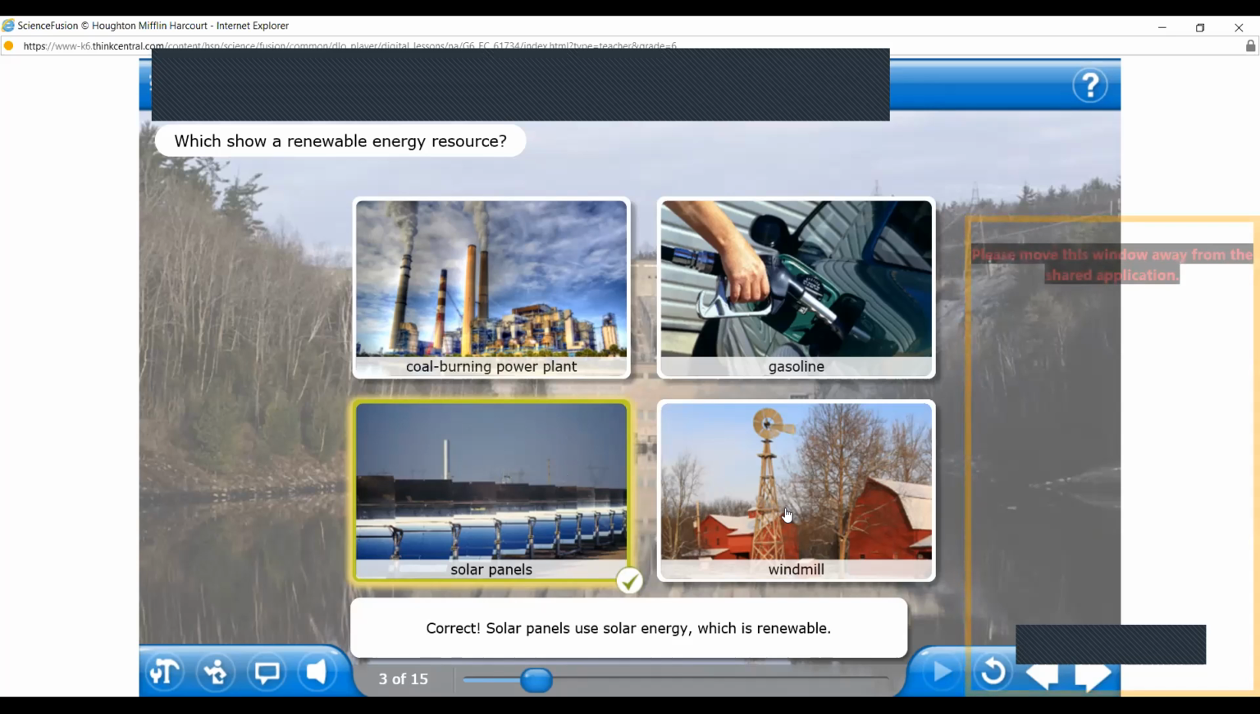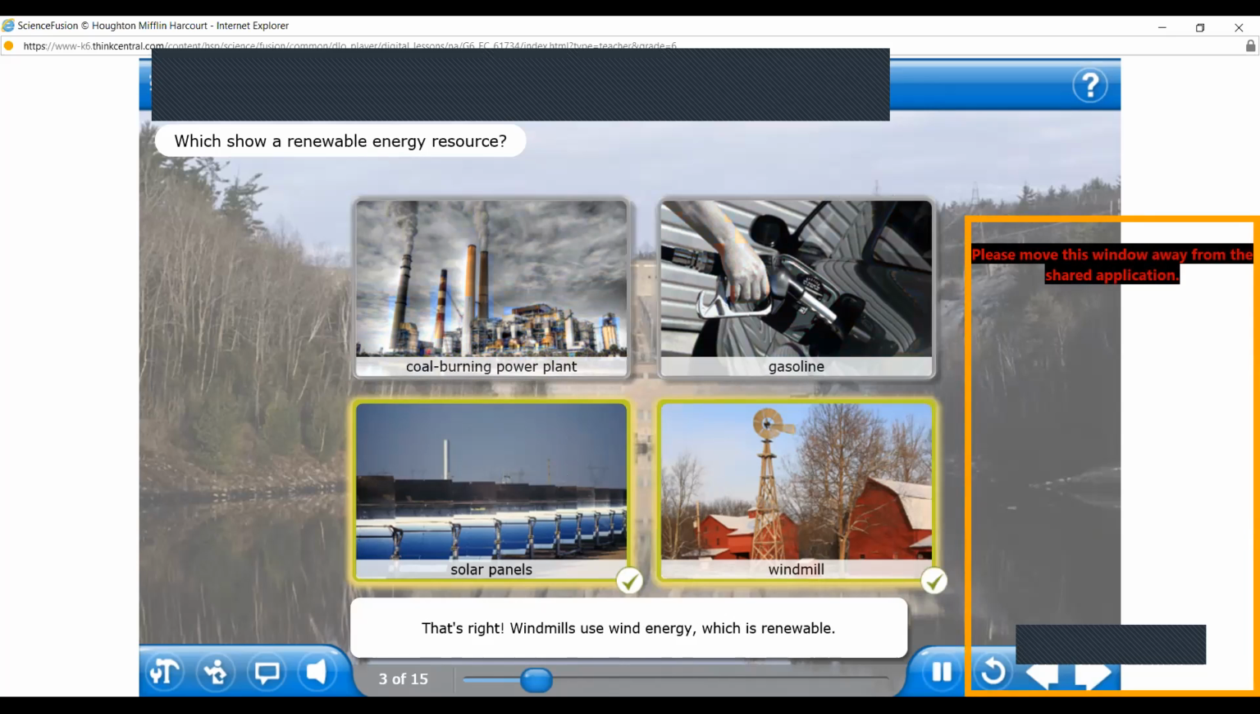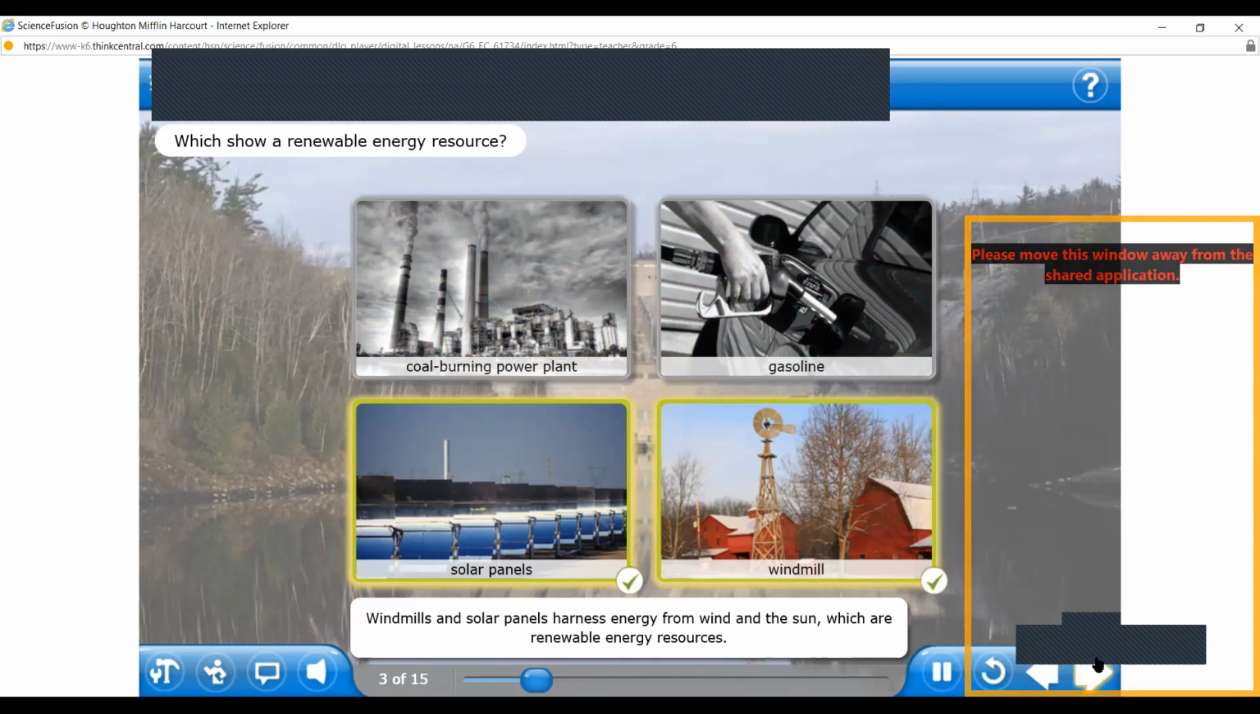Because of sunlight, you can see different phases of winds. So we have windmills and we have solar panels, which are renewable energy resources. That's right. Windmills use wind energy, which is renewable. Nice work. Windmills and solar panels harness energy from wind and the sun, which are renewable energy resources.